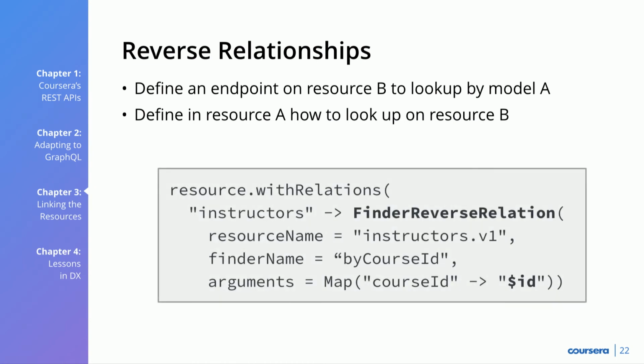So in this case, we have a finder reverse relation that still goes to instructors v1, but it looks it up by course ID, and then we specify the course ID is going to be the ID from the course. So it's still pretty easy for the developer, if they're adding this in, to just specify in a couple lines how the relationship works. And the way that this actually works on our backend is every time we get a call from the course, if we want to get related instructors, we just call this REST API, and we get the instructors that match that course ID, and then just add that data in there.